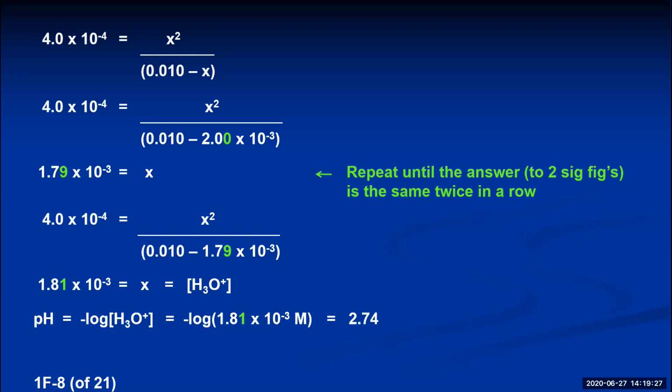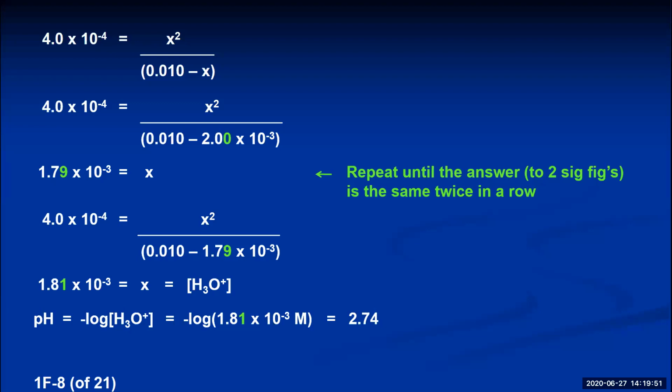So same concentration, two problems in a row for nitric acid and nitrous acid. The nitric acid, which is a strong acid, had a pH of 2.00. Nitrous acid, which is a weak acid, has a pH of 2.74. They're both below 7. They're both acidic solutions, but the nitric acid with the 2.00 pH was more acidic than the nitrous acid with the 2.74 pH.